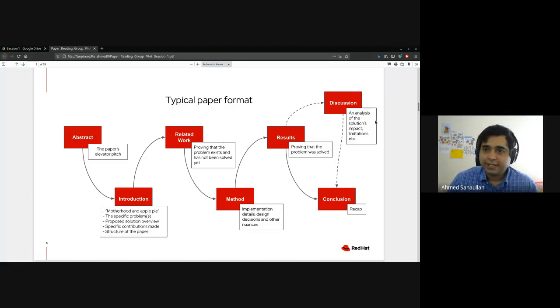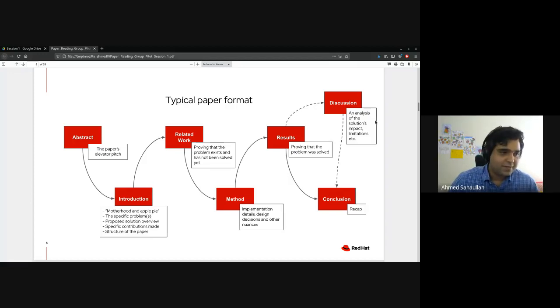Then we get to the related work section. This is where the bulk of the research happened, because this is where the authors say, we went back, we read papers, we looked at them, we studied them, we identified that, yes, this field is important, this topic is important, these problems exist, and there is nobody in prior art that's been able to solve it. And if we are able to do it, then we have made a substantial contribution.